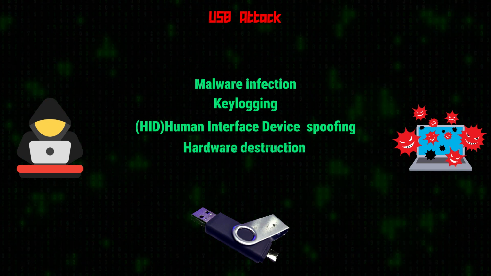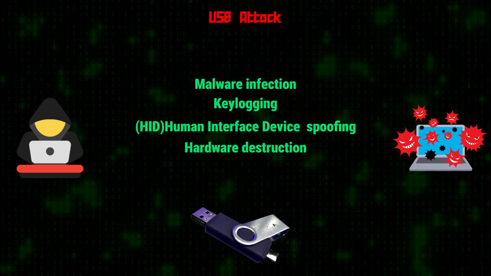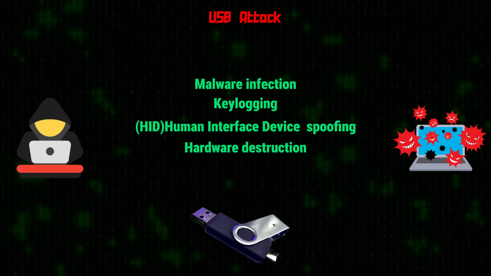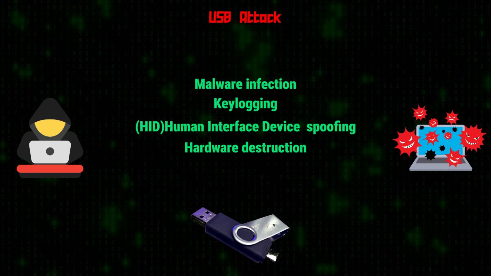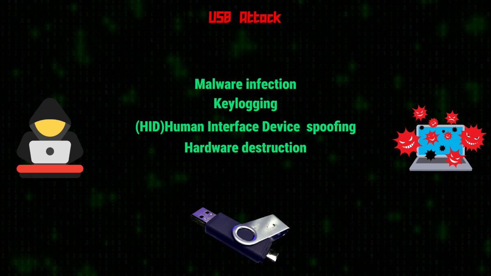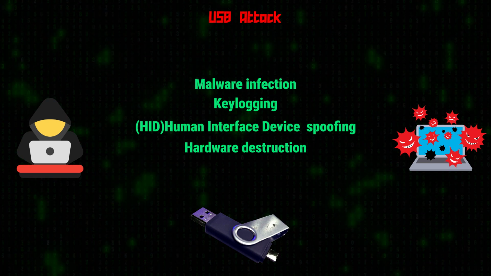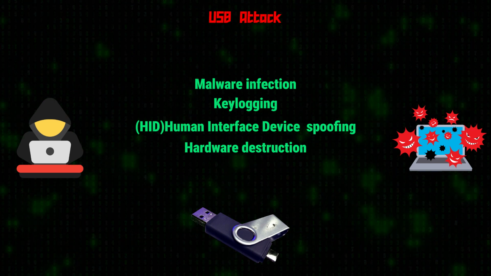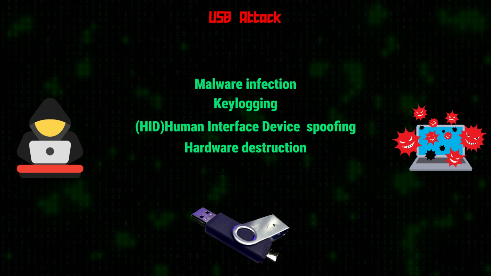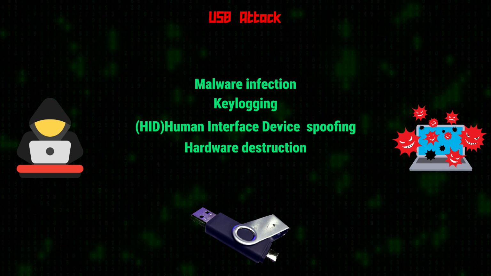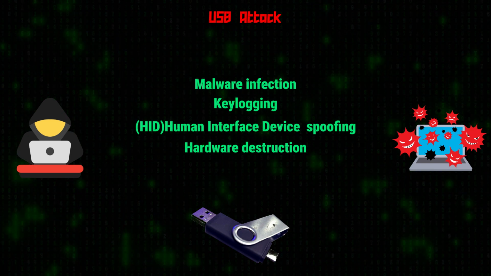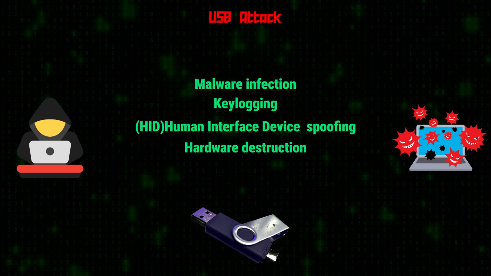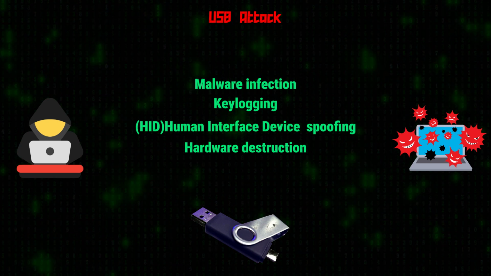Hardware destruction. Sometimes destruction is the end goal rather than information theft or system compromise. Devices like USB Kill are designed to physically damage a computer once plugged in. These malicious USBs deliver an electrical surge into the USB port, frying internal components and rendering the machine unusable. This attack is often performed by malicious insiders, especially disgruntled employees.